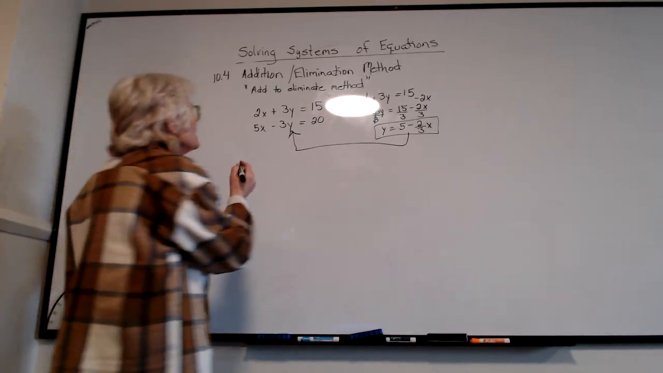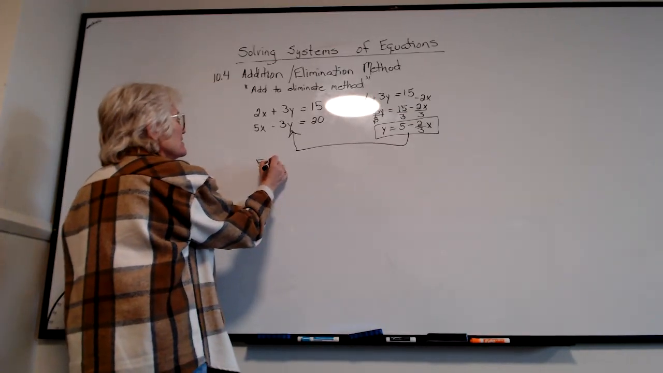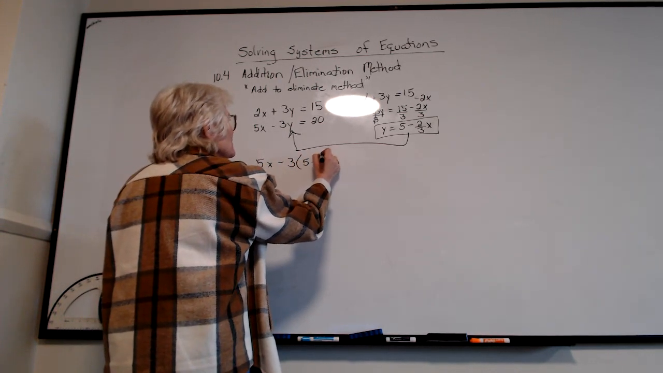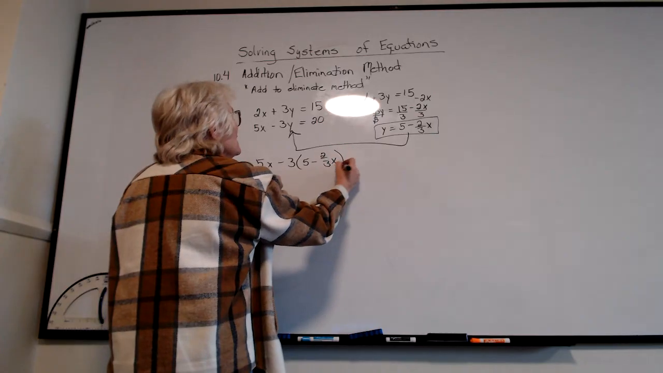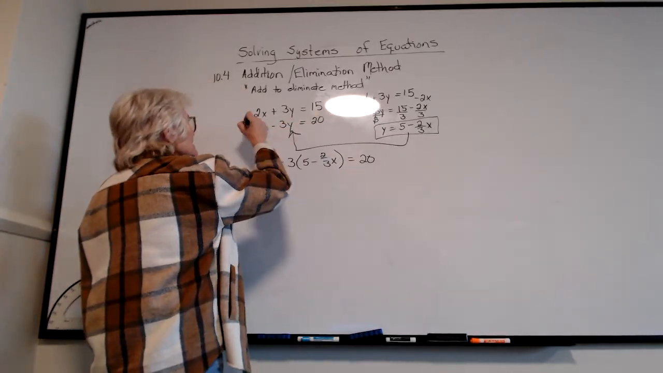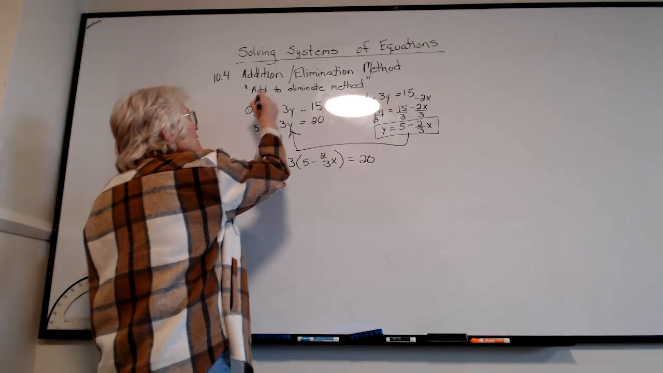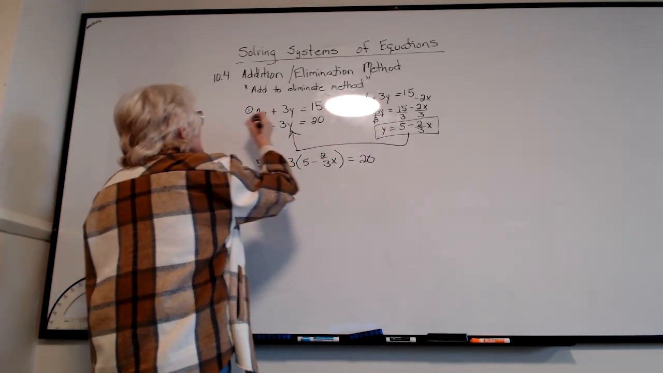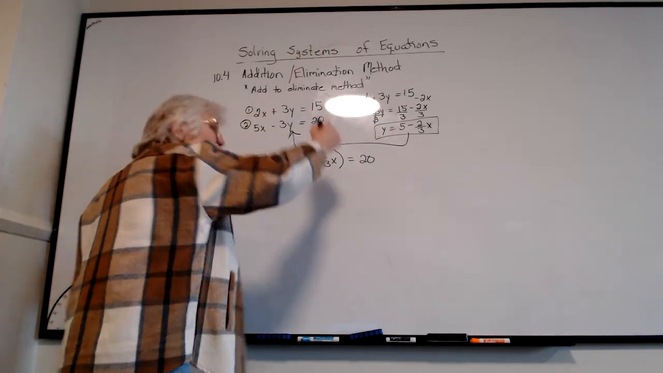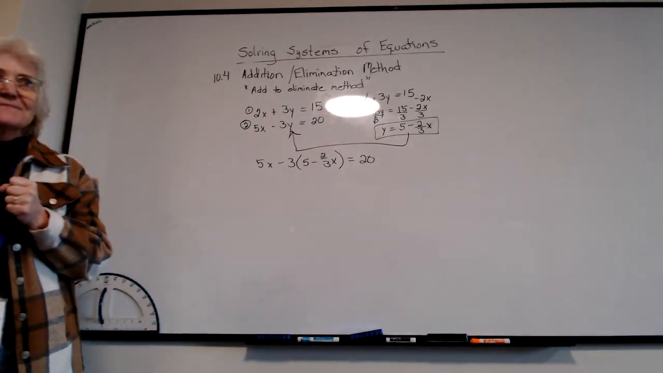Okay, and then I could go in and substitute it in for that. So now I have this equation that looks like this: 5x minus 3 times (5 minus 2/3 x) equals 20. Because I'm substituting into this equation. So this was 1. We solved it for y. This was 2. Now I can substitute 1 into 2.